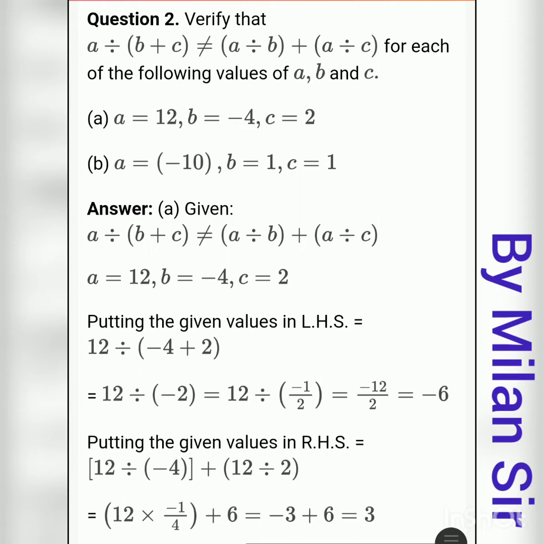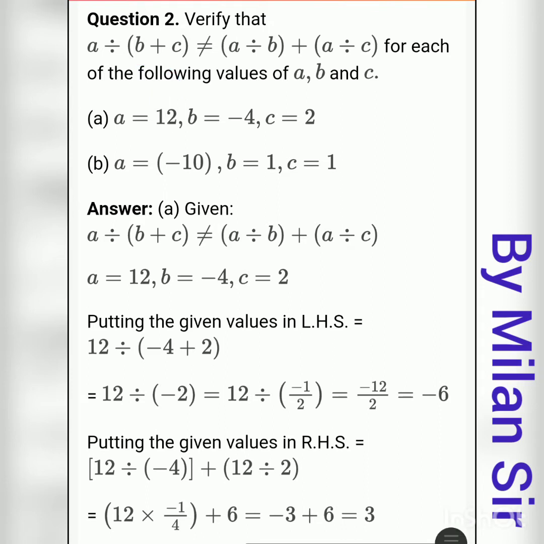Okay, so first of all, read this question. Verify that a divided by (b plus c) is not equal to a divided by b plus a divided by c for each of the following values of a, b and c. Here we need to verify this, because this is the distributive property, and we cannot use the distributive property for division; it is only for multiplication. So here we need to prove that division does not follow the distributive property.